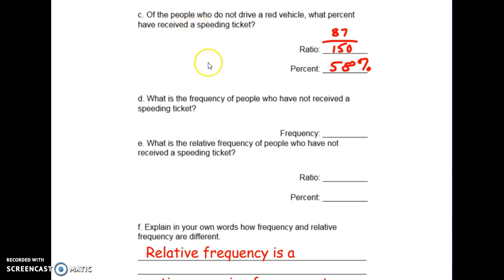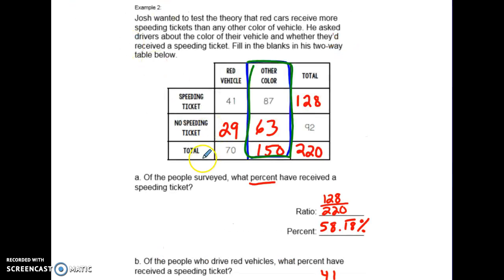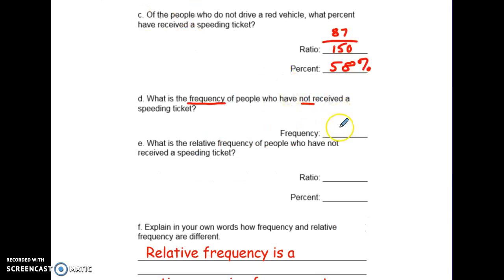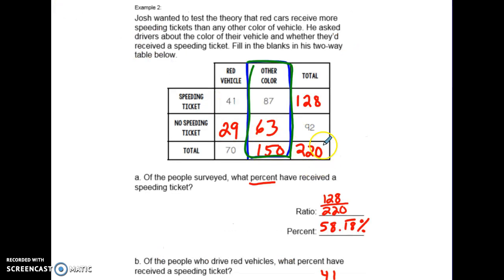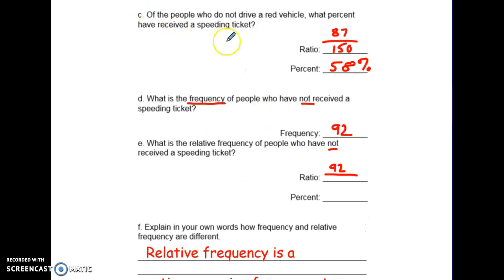Alright, and then just to go back and review, when they ask for the frequency, they're just asking for the plain old number who have not received a speeding ticket. So in this category, the total number of people who have not is 92. And then we're writing ratio. What's the relative frequency of people who have not gotten a speeding ticket? So we already said there's 92 people who have not, but we need to go back and double check. There's a total of 220 people in the whole experiment. So we need to do 92 out of 220.